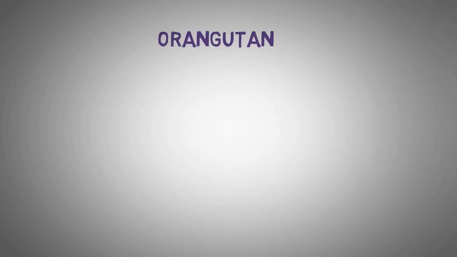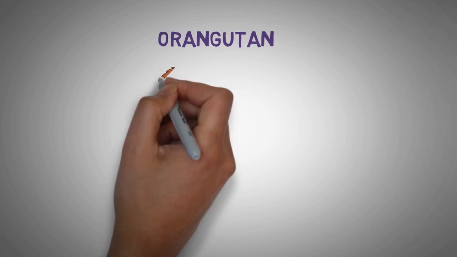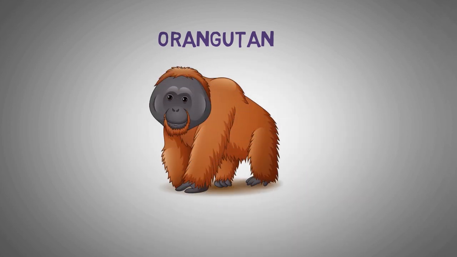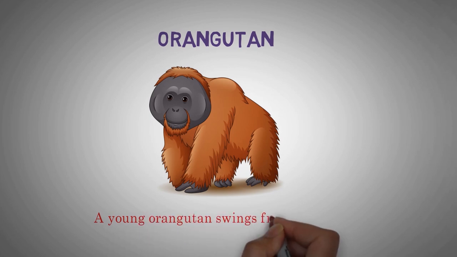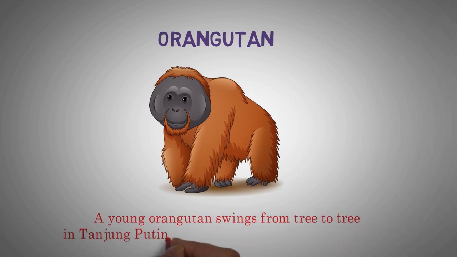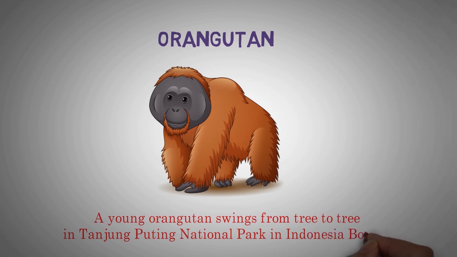Orangutan. A young orangutan swings from tree to tree in Tanjung Puting National Park in Indonesian Borneo.